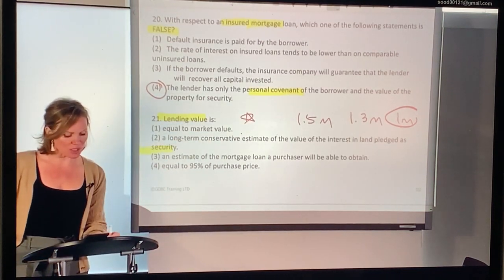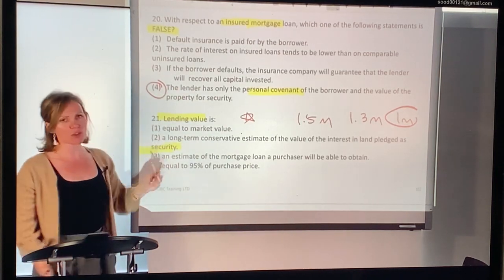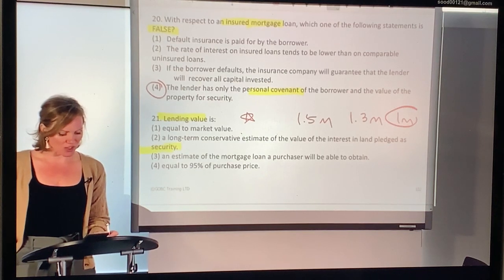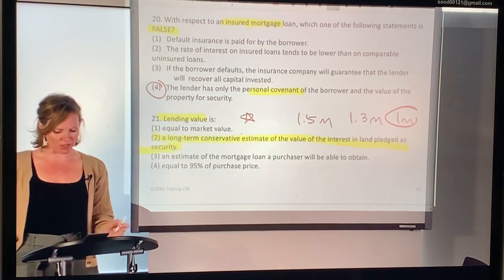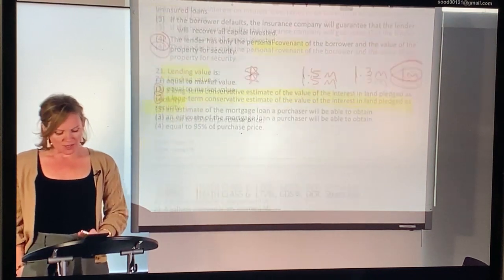It's a security to him. The less money he gives you, the better he will be, right? The safer he will be. So on the exam, when they're referring to the lending value, you're looking for that security as the keyword. So it's the long-term conservative value of the interest pledged in the lend of the security, right? So that's option 2 that they're looking for. That's the answer. Okay, next one.